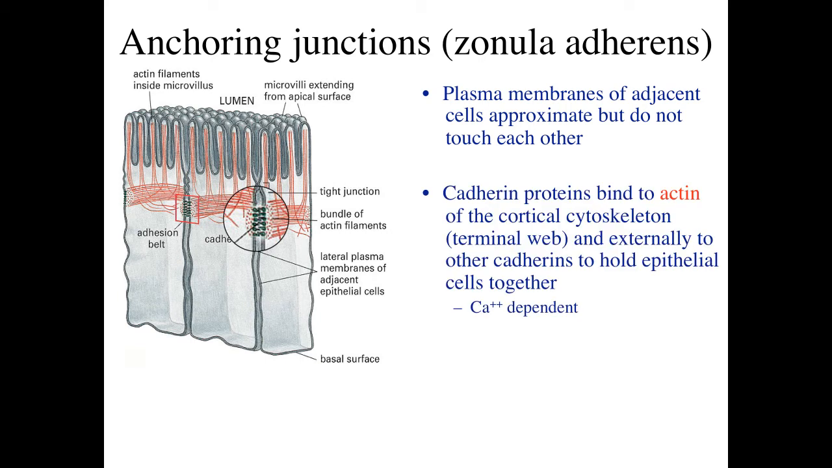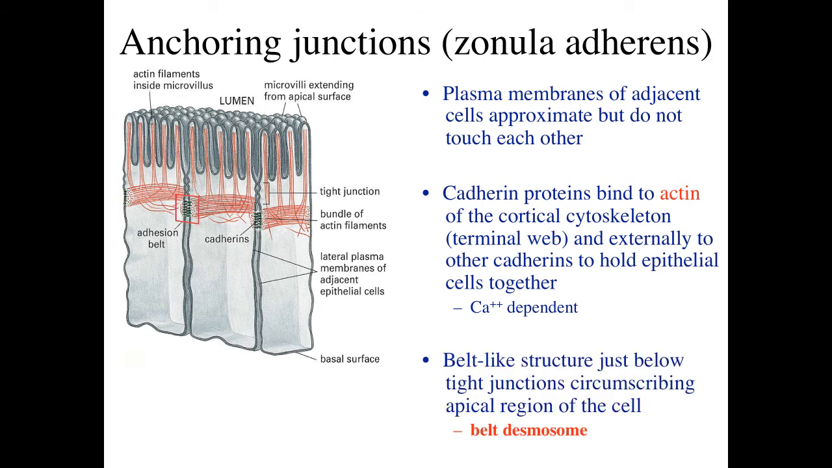There's going to actually be a space between the cell membranes. The cadherin proteins bind to actin of the cortical cytoskeleton, the so-called terminal web, and externally to other cadherins to hold epithelial cells together. So these junctions are calcium dependent. As we said, they form a belt-like structure just below the tight junctions, so they circumscribe the apical region of the cell. These zonula adherens are also given the name belt desmosome.